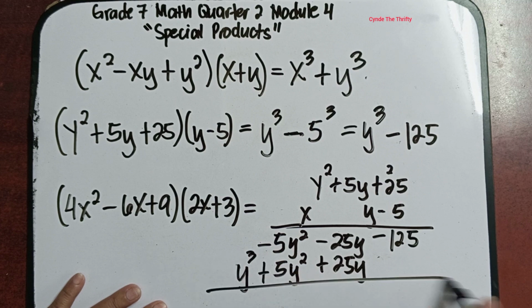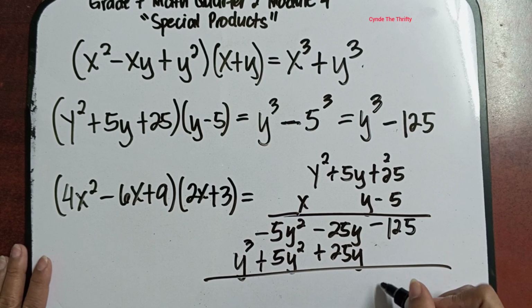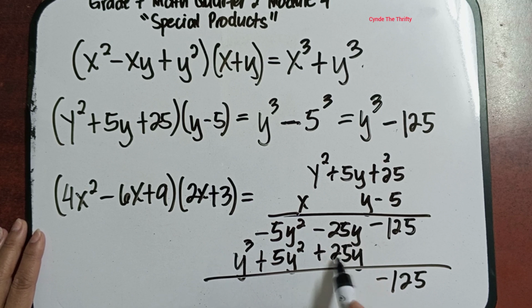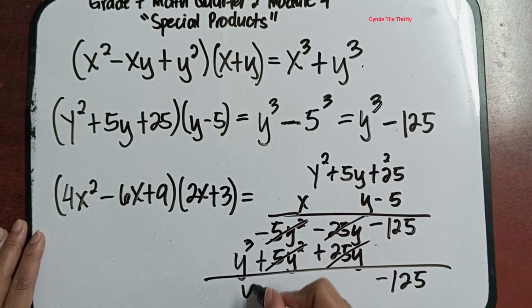Okay, so i-simplify na natin siya. Move lang natin again ng konti. So, negative 125, sorry. Negative 25y plus 25y, positive and negative subtract, so magiging 0, cancel. Negative 5y squared plus 5y squared. So, negative and positive, magiging 0, cancel. So, i-bring down natin si y cube.